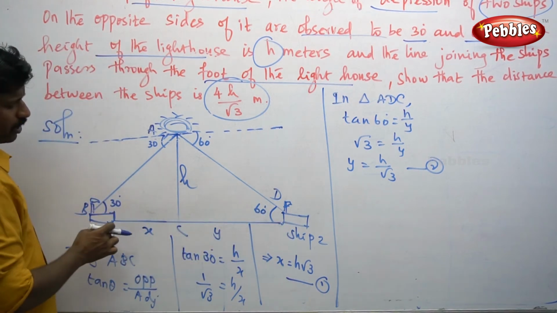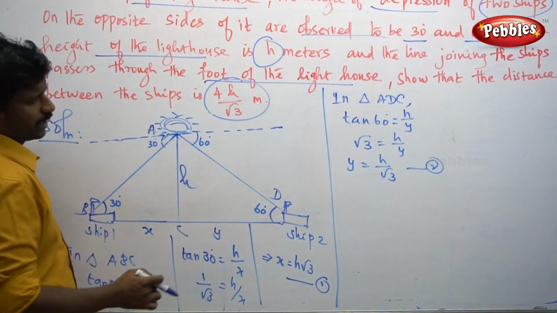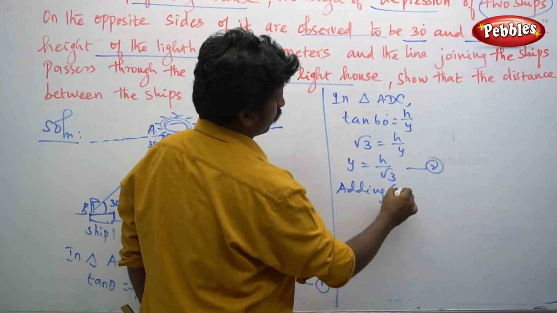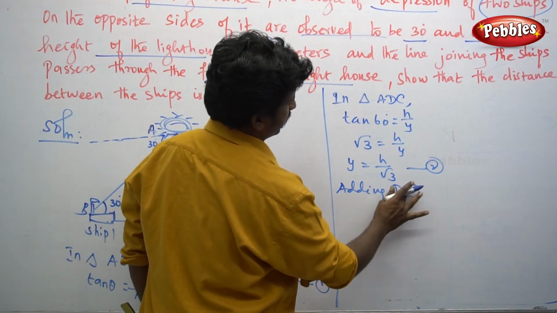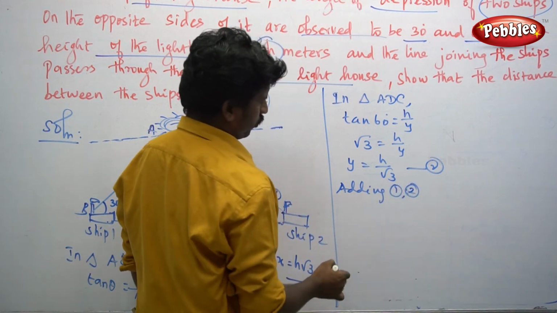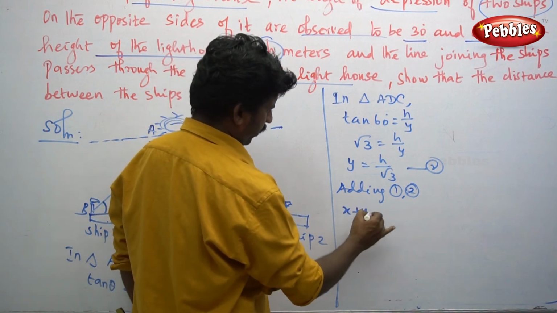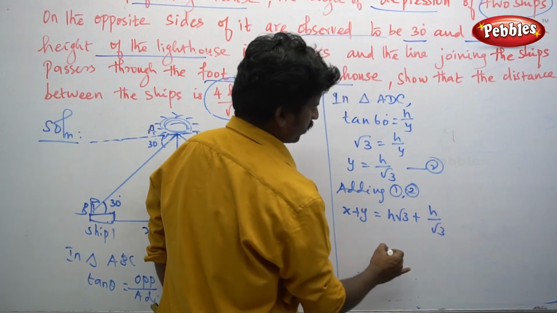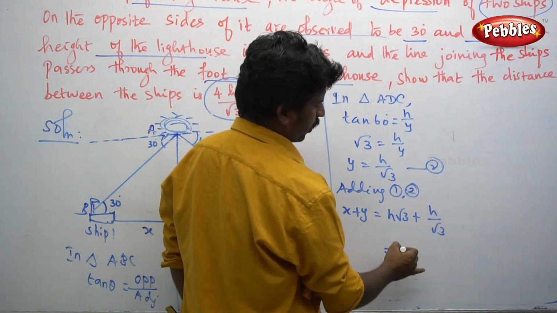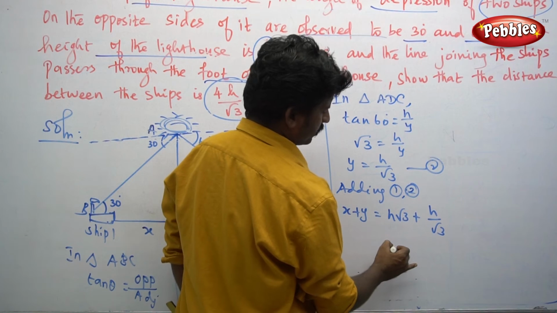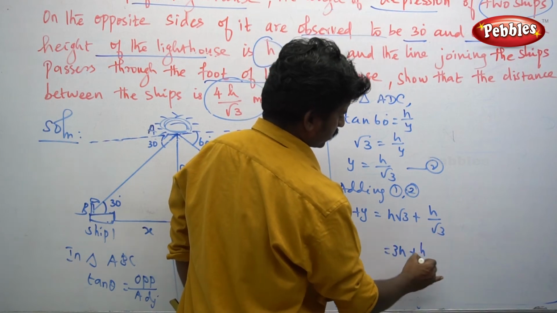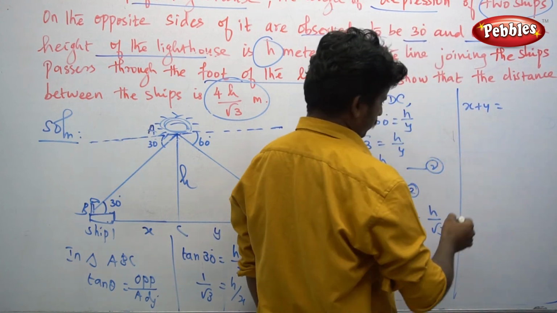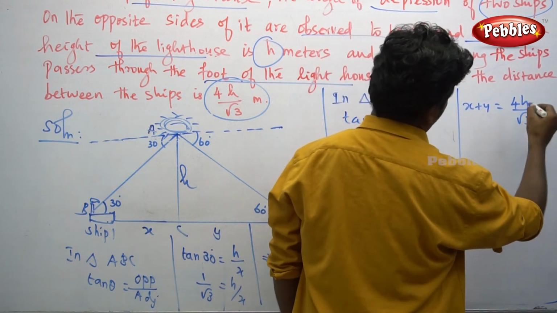So overall total distance என்ன, the x plus y, right? அப்போ x and y என்ன செய்யலாம், add பண்ணிக்கலாம். So adding the equation 1, 2. First equation and second equation add பண்ணிக்கிறோம். So x plus y is equal to h into root 3 plus h by root 3, which is equal to, இது ரெண்டு multiple பண்ணா h, root 3 into root 3, 3. So 3h plus h, the whole divided by root 3. So the x plus y is equal to 4h by root 3.